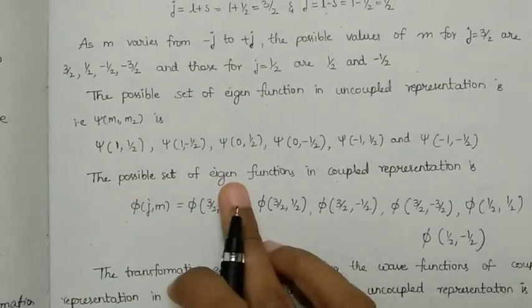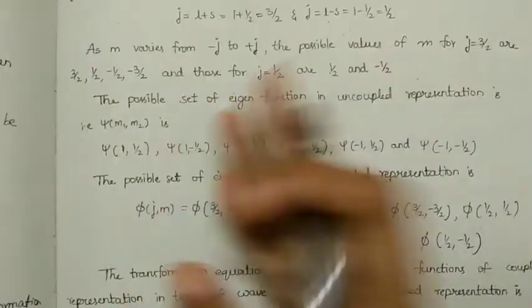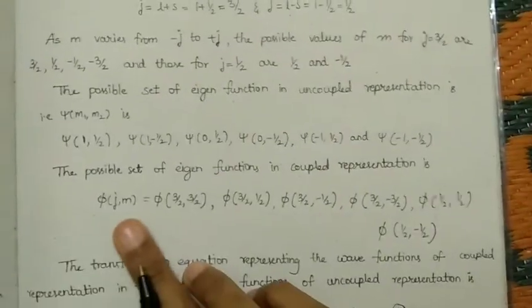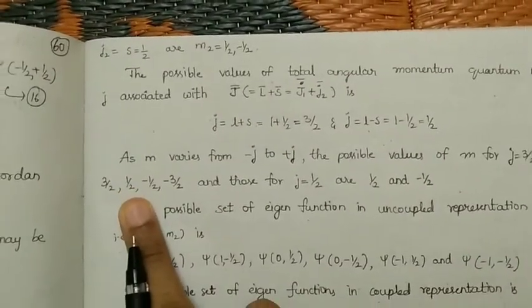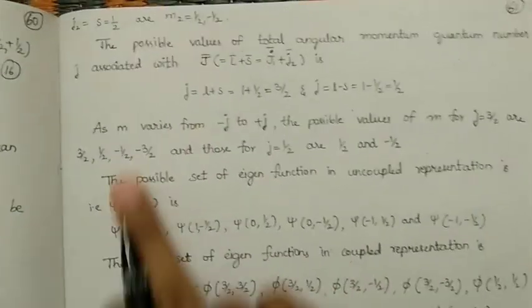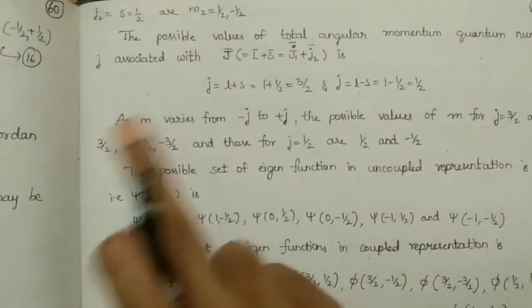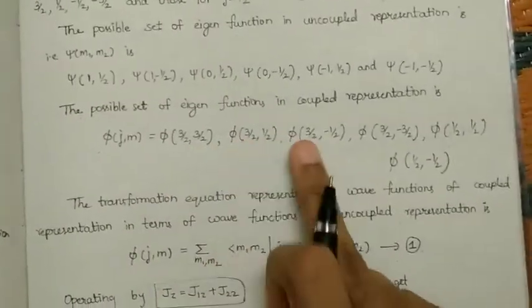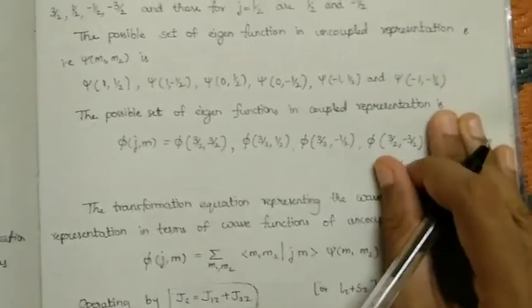The possible set of eigenfunctions in coupled representation. So this was the uncoupled form, m1 separately, m2 separately. Once they are coupled, once we form the total angular momentum, in that case we have phi of j comma m. We have already found the coupled form, that is the j values and m values. One of the j values is 3 by 2, and its possible m values are these 4: 3 by 2, half, minus half, minus 3 by 2. So for a given j, 4 possible.